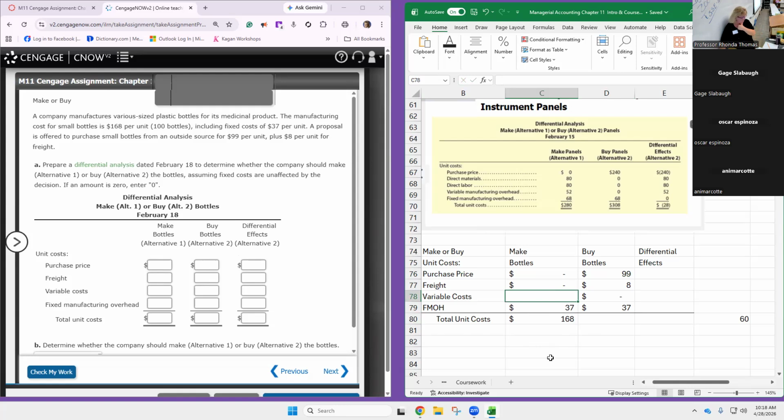Can we find it? Does anybody know how to find variable costs? If these two get added up to 168, then this is going to be 168 minus 37. Good job. Okay, so let's see what we got here. We're going to subtract to back our way into a variable cost. That's called backing your way in.